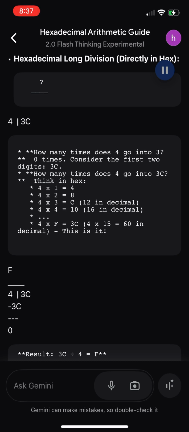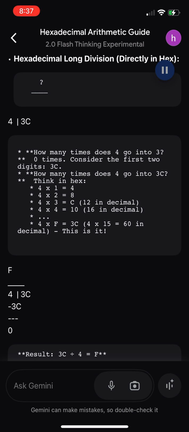Let's estimate. 1A is close to 20 in decimal, 16 plus 10. 45 is close to 69 in decimal, 4 × 16 plus 5. Roughly 69 over 20 is around 3. Let's try 3 in hex. 1A × 3. A × 3 equals 10 times 3 equals 30, which is 16 plus 14, or 1E in hex. Write E, carry 1. 1 × 3 plus carry 1 equals 4. So 1A × 3 equals 4E. 4E is larger than 45 because E is greater than 5 in the second digit position. So 3 is too large.